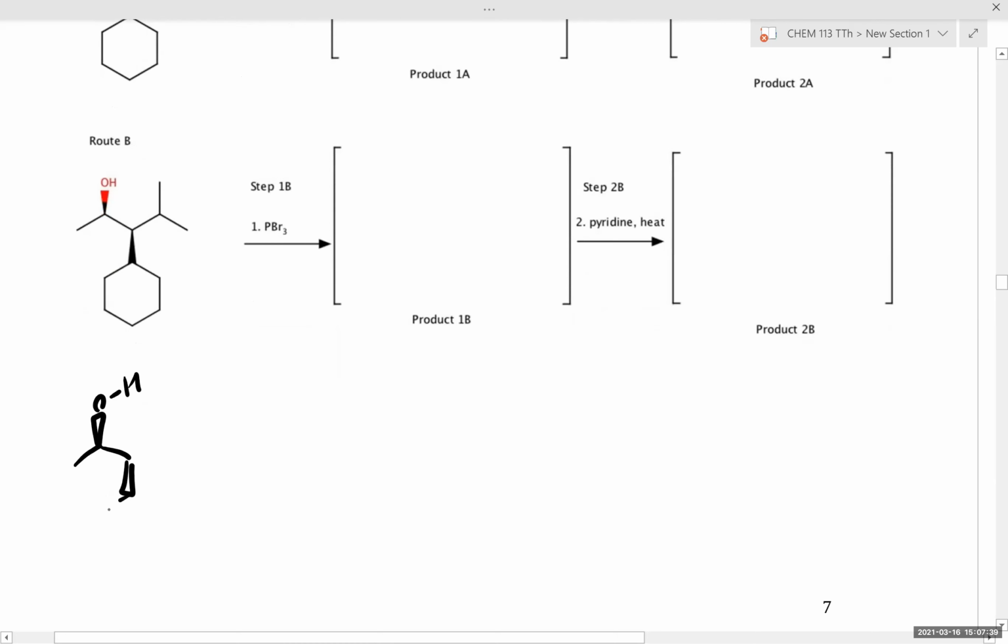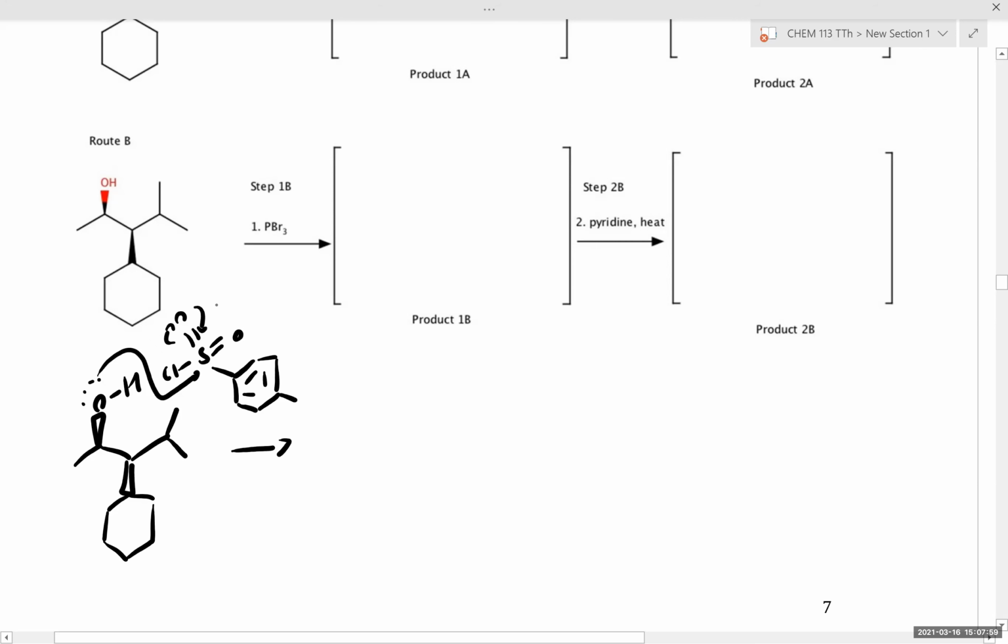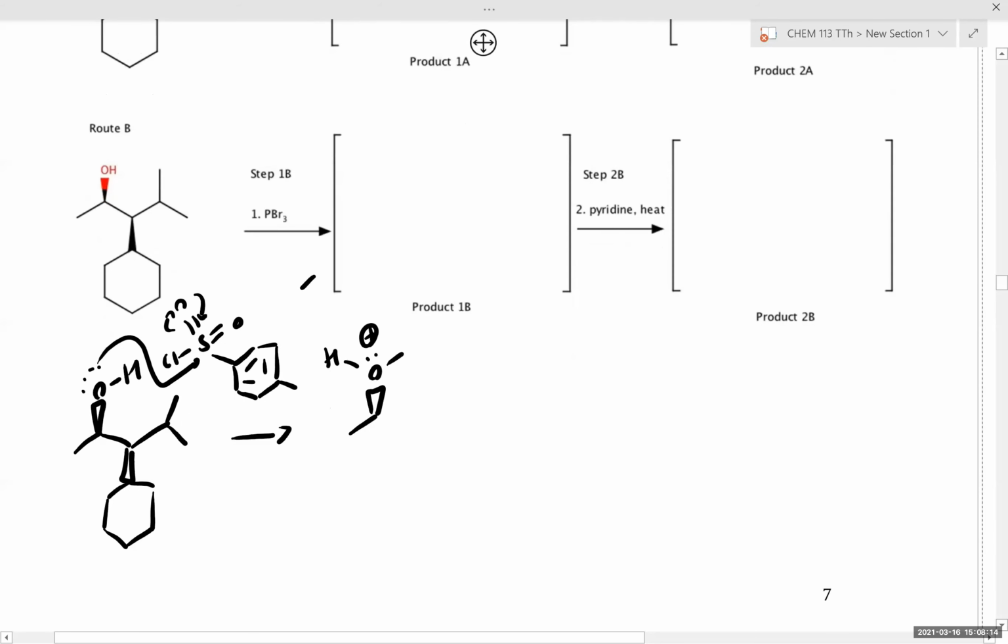So we have the same stereochemistry for our starting material for route A and route B. So when we treat with tosyl chloride, I'm going to draw out the structure for toluene sulfonyl chloride. So our alcohol attacks tosyl chloride, and that generates the tosylate derivative. We can pull off a proton with pyridine.